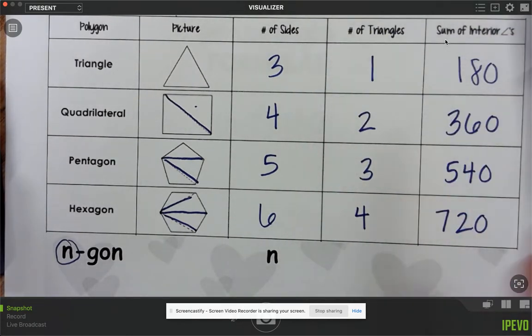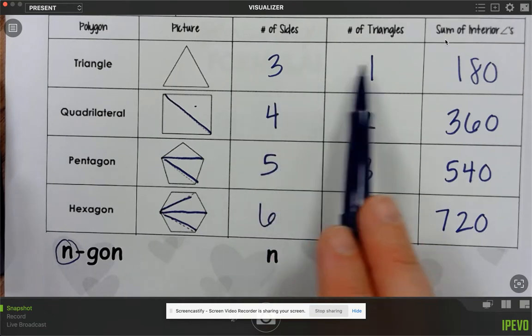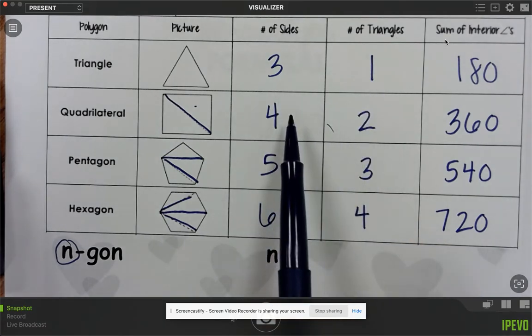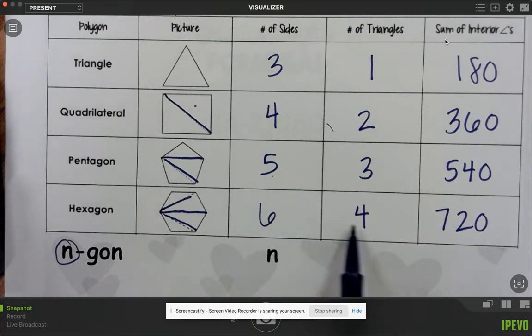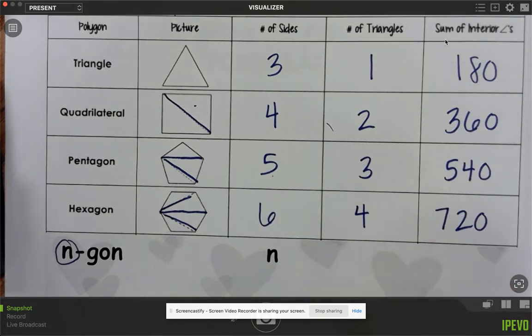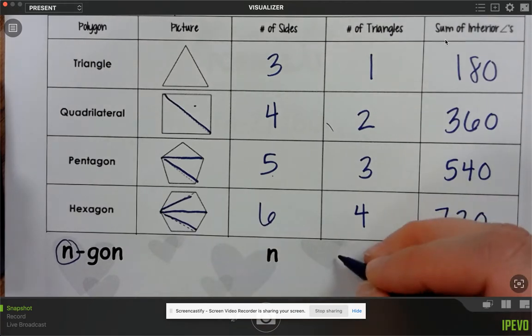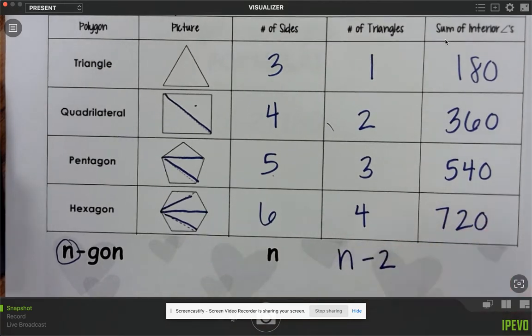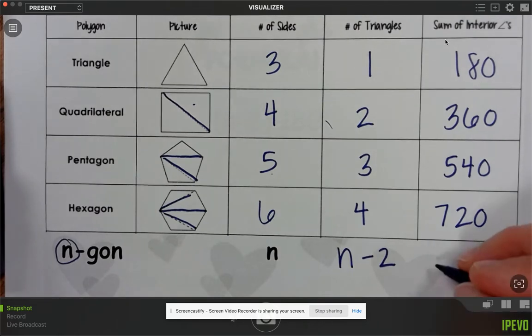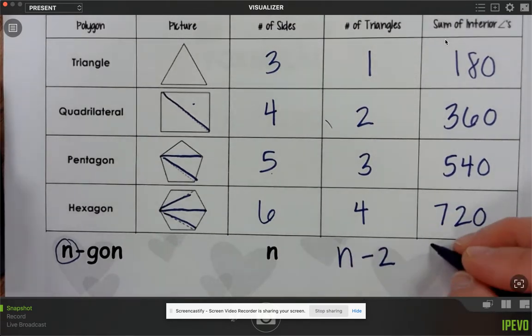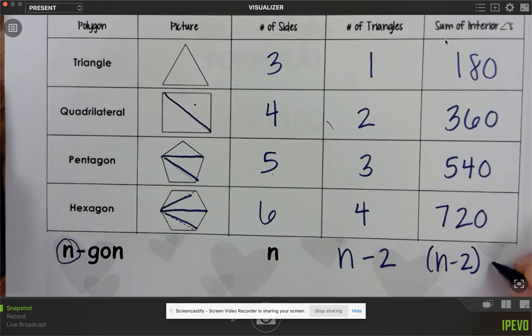If you notice, with 3 sides, we had 1 triangle. With 4 sides, we had 2. With 5, there was 3, and with 6, 4. There's 2 less, right? So if I have n number of sides, I'm going to have n minus 2 triangles. And then to get the sum of those interior angles, we take this number and multiply it by 180.